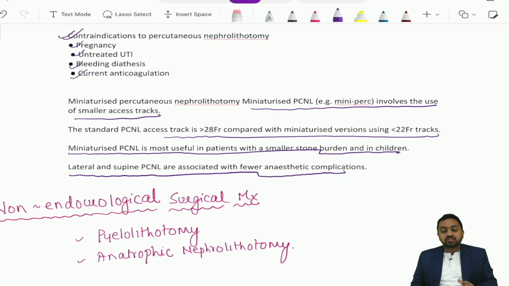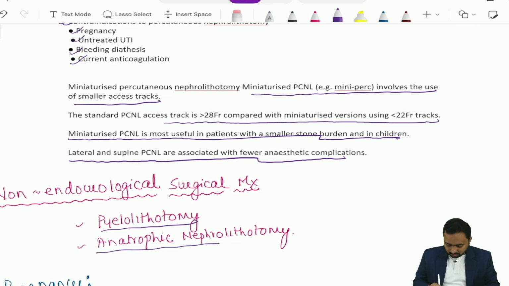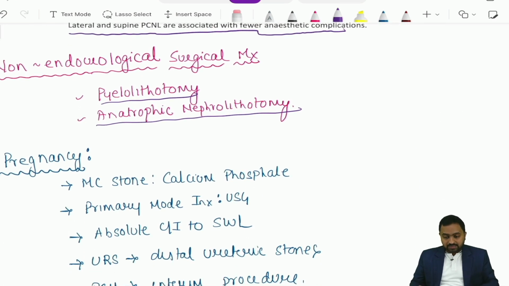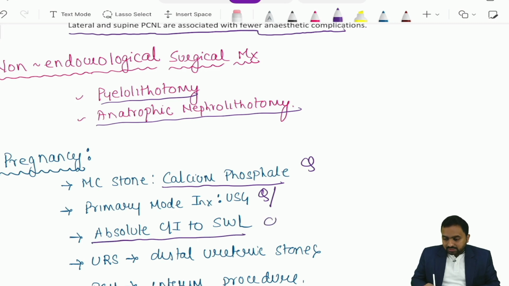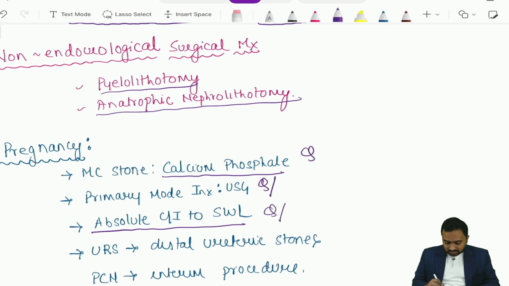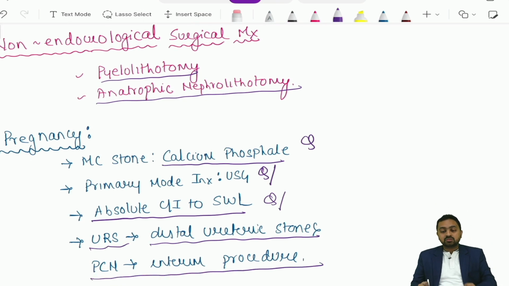Now the non-endourological surgical management is rarely used these days, which includes pyelolithotomy and anatrophic nephrolithotomy. Usually they are managed with endourological management. Now in case of pregnancy, the most common stone is calcium phosphate. The primary mode of investigation will be ultrasonography. It is an absolute contraindication to shock wave lithotripsy. URS for distal ureteric stones and PCN can be used as intermediate procedures to relieve obstruction in pregnancy, later followed by a definitive management.